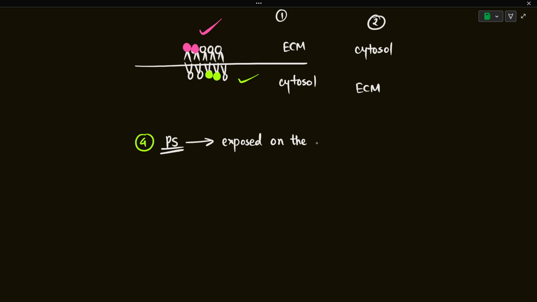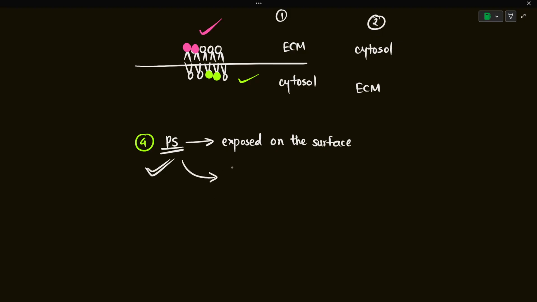So this is exposed on the surface and it provides the kill me signal to the macrophages, because this is not normal. This is an abnormal scenario: normally in the live cell, phosphatidylserine should be higher inside on the cytosolic monolayer, but here it is exposed on the surface. This gives the signal to the macrophage that this cell is not normal now. This cell is undergoing apoptosis, and that is how the macrophages go and phagocytose such cells.